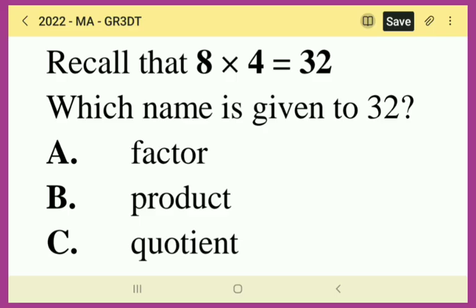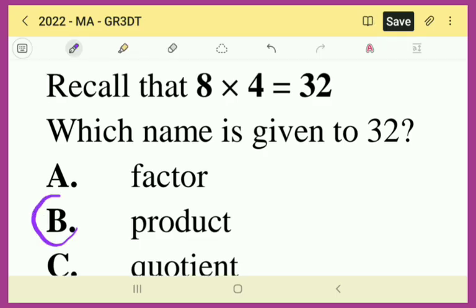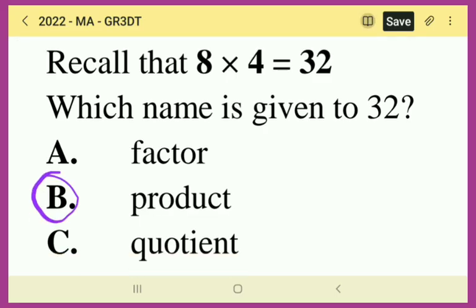Good job. It's at B. The answer we get when we multiply is called the product. Give yourselves a hand. Good job.